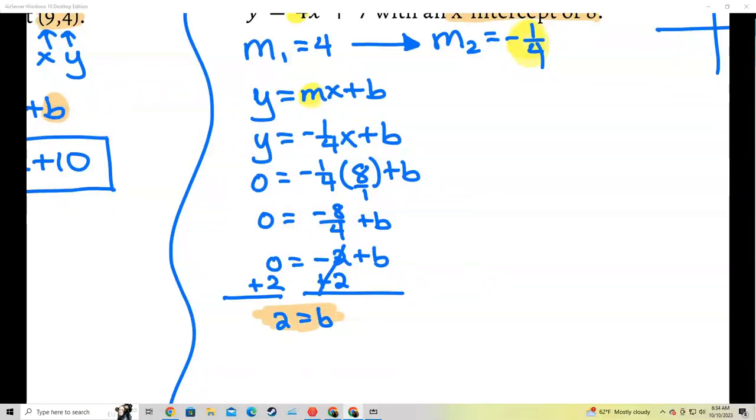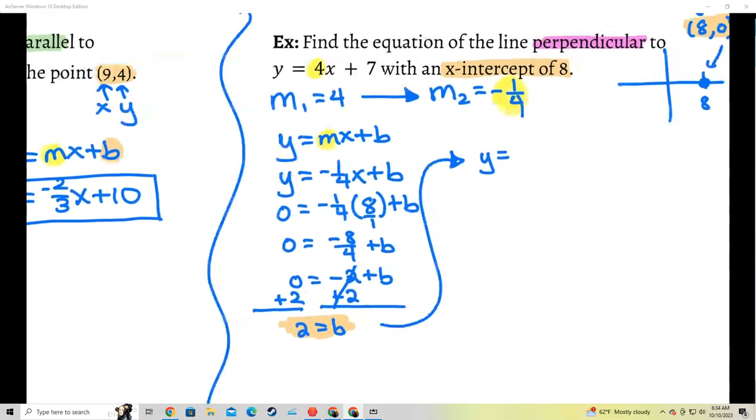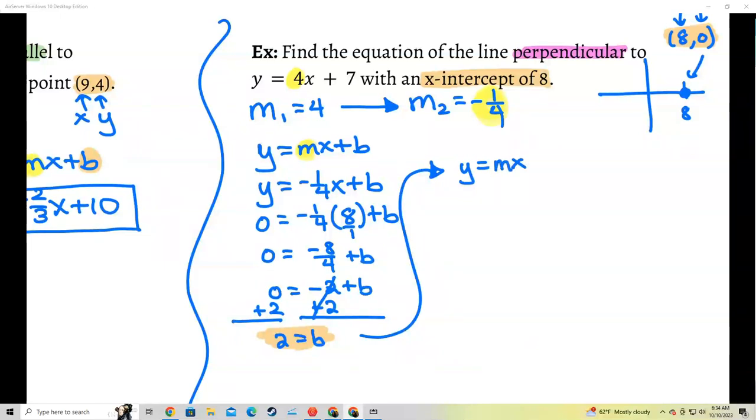Now I'm just going to put it all together. Let me write the original equation, mx plus b. But now I have y equals, what is my slope? My new slope is negative 1/4 x plus my new b, which is 2. What do I know about this equation? Well, I know a couple of things. I know that it's going to be perpendicular to y equals 4x plus 7. And I know it's going to have an x-intercept of 8.